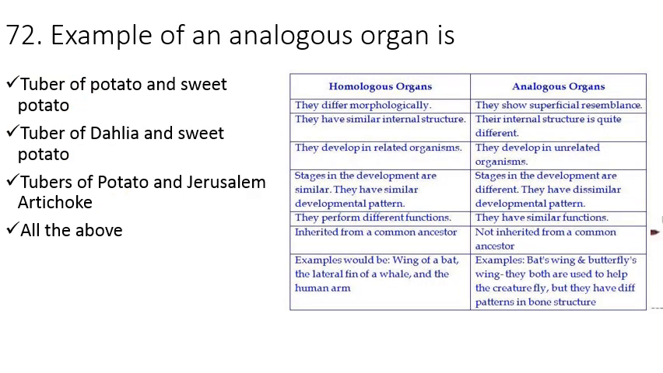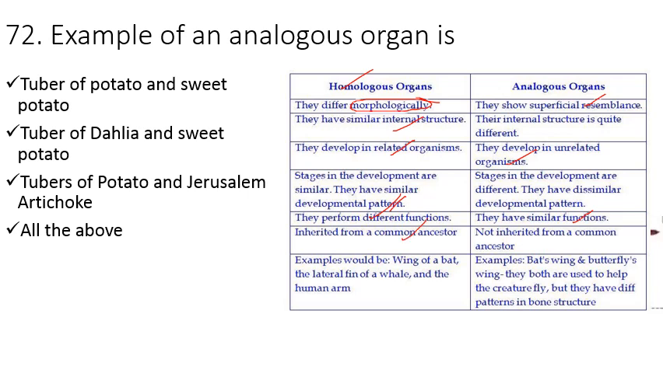Then we have some differences between homologous and analogous organs. Homologous organs differ morphologically, but they have similar origin and similar internal structure, while analogous organs have superficial resemblance, but they differ in their origin and internal structure. Homologous organs develop in related organisms, while analogous organs develop in unrelated organisms. In homologous organs, stages in development are similar, while in analogous organs, stages of development are different. Homologous organs perform different functions, while analogous organs perform the same function.